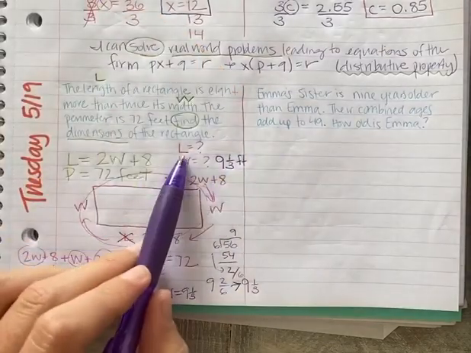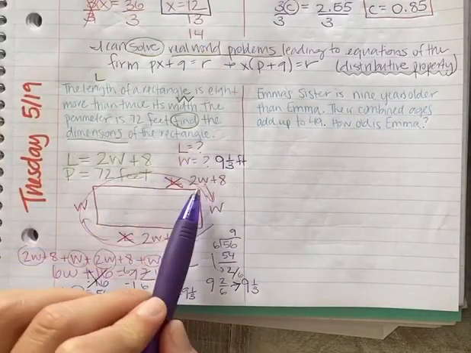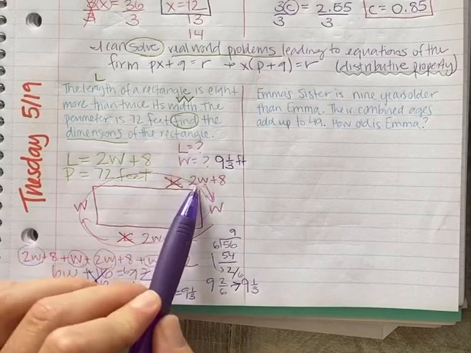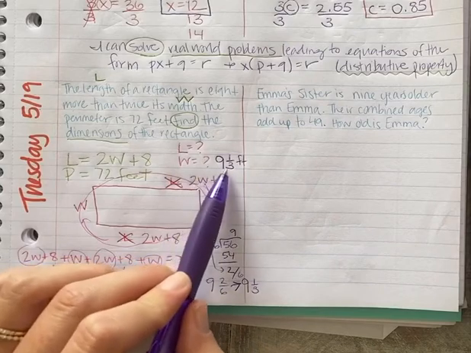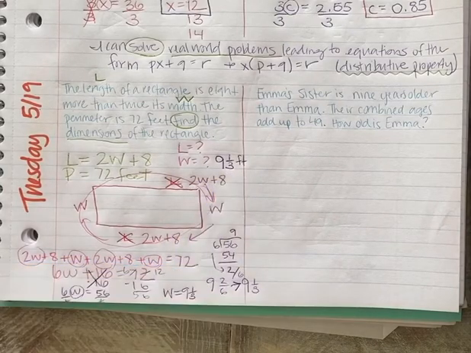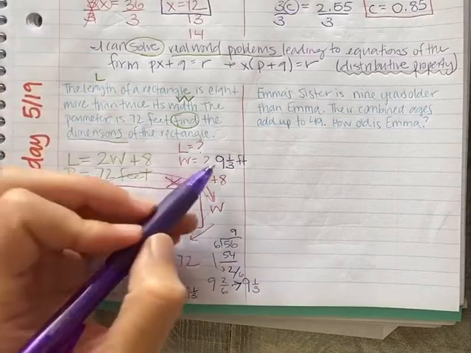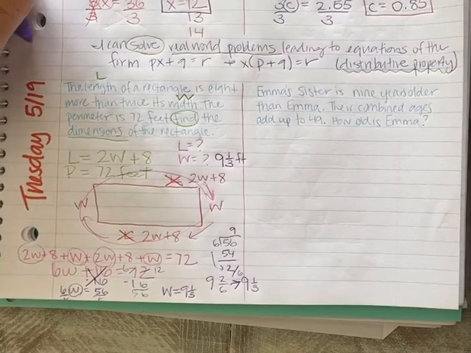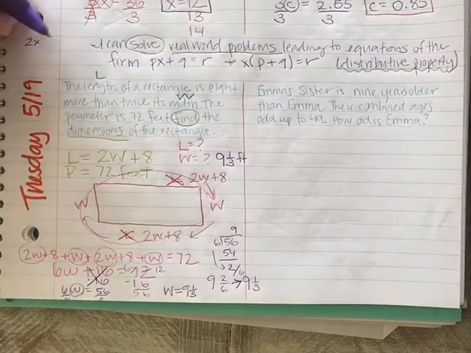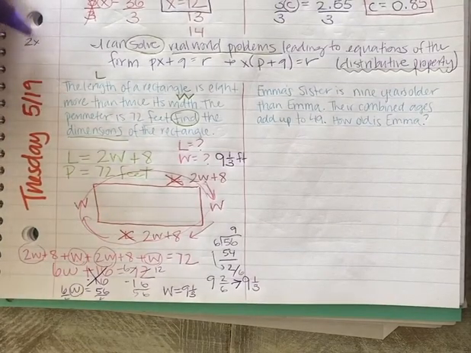We're not done yet because now we have to solve for the length. So if the length is 2 times the width plus 8, that means I have to find 2 times this width, and then I need to add 8. Really running out of room here, that's okay. I'm going to multiply 2 times 9 1/3.